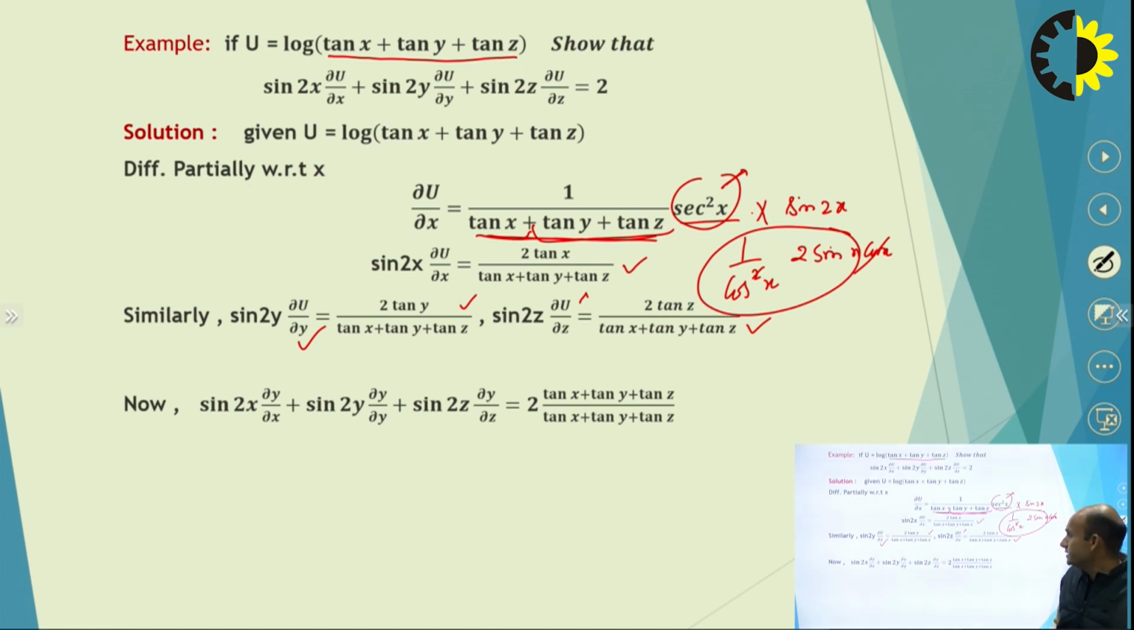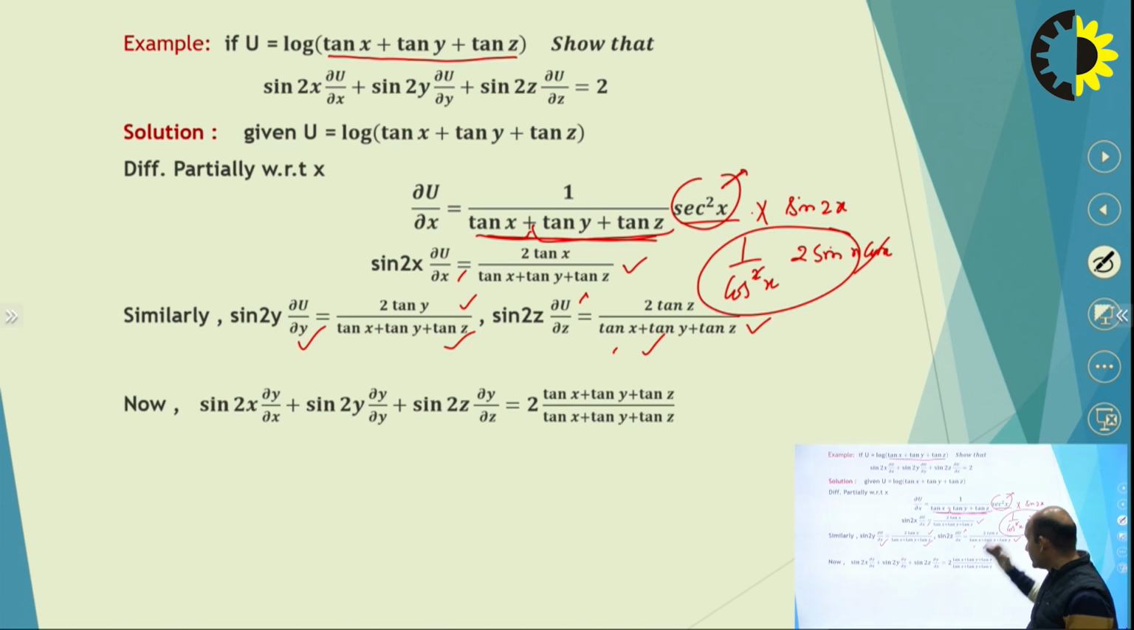Now after adding these, we get the value since the denominator is the same here, which is tan x plus tan y plus tan z. Similarly, for sin 2x del u upon del x the denominator is tan x plus tan y plus tan z, for sin 2y del u upon del y it is tan x plus tan y plus tan z, and for sin 2z del u upon del z it is tan x plus tan y plus tan z.